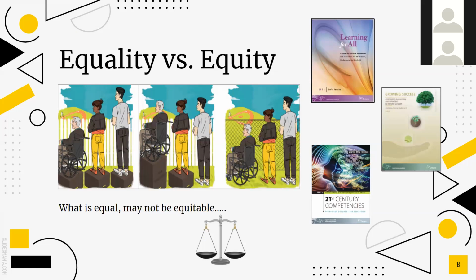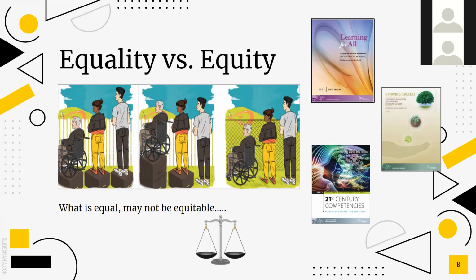So we wanted to talk a little bit about differentiated instruction and universal design for learning, as these are identified in the Learning for All document as effective instructional strategies. As pictured in this image, what is equal may not be equitable. In the first frame, we have equality. Everyone gets the same thing. This works for some, but not for others.